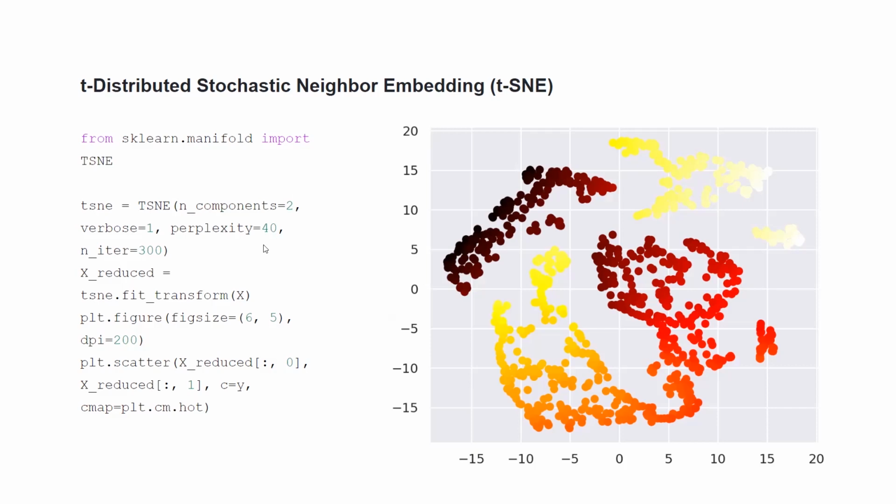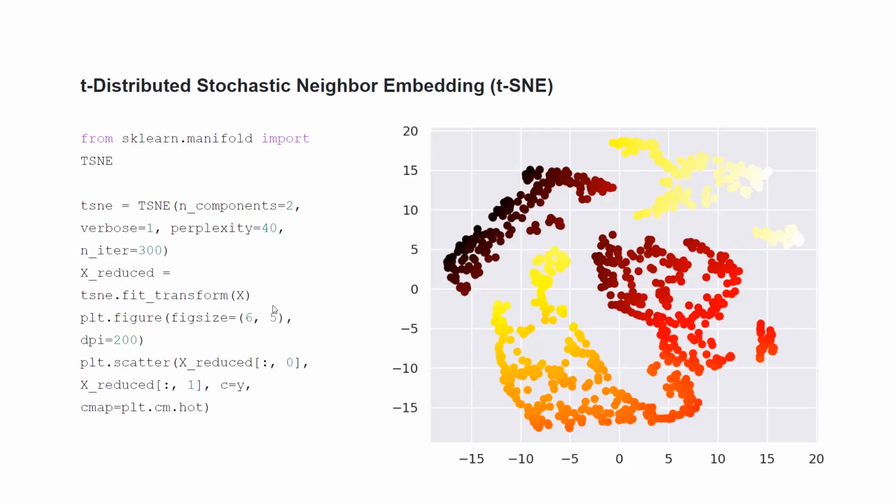The perplexity is defined as k equals 2 to the power of S, where S is the Shannon entropy of the conditional probability distribution. The perplexity of a k-sided die is k, so k is effectively the number of nearest neighbors t-SNE considers when generating the conditional probabilities. Larger perplexities lead to more nearest neighbors and are less sensitive to small structure.